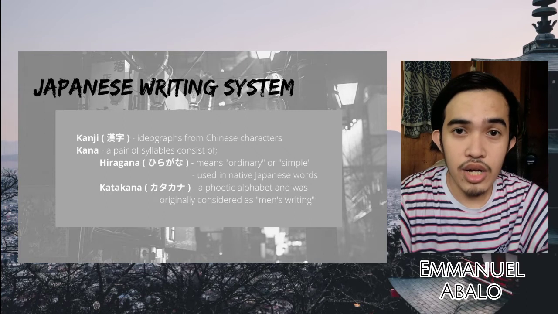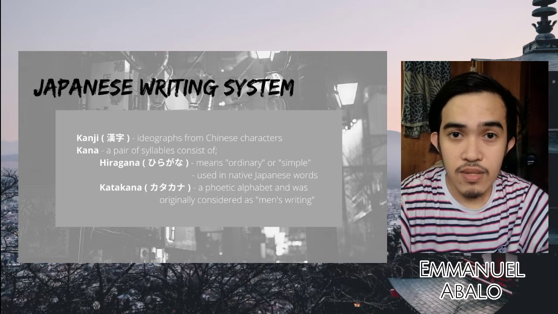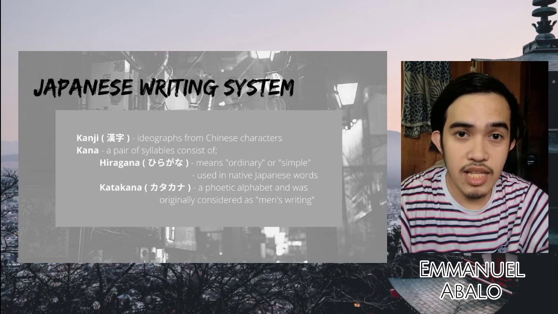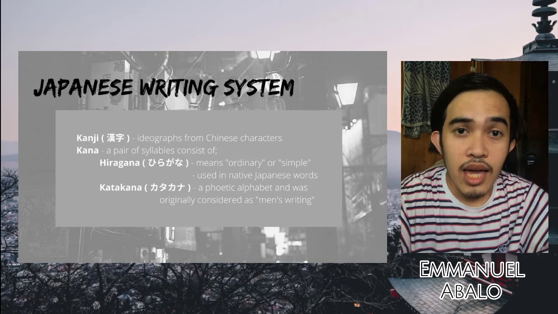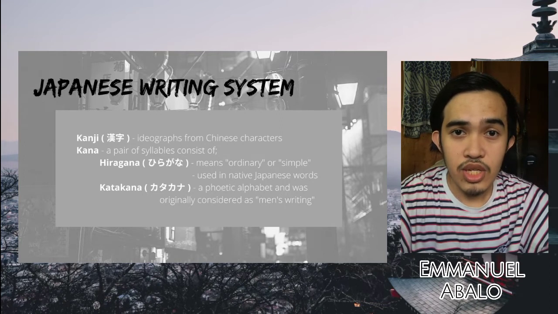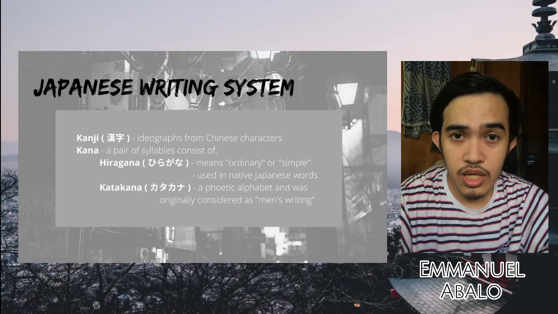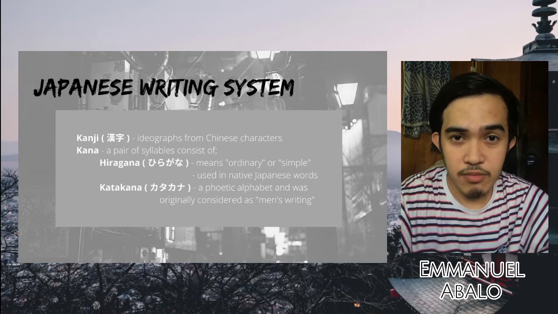Hiragana, which means ordinary or simple, is used in native Japanese words. Hiragana is used for changing meanings of kanji by adding a hiragana character after the kanji. Hiragana is also used whenever kanji characters wouldn't be used. Hiragana can be used to express and write all Japanese words without the use of kanji, since hiragana is like an alphabet. And the katakana is a phonetic alphabet and was originally considered as men's writing. Katakana is also used for emphasis, especially on signs and advertisements.